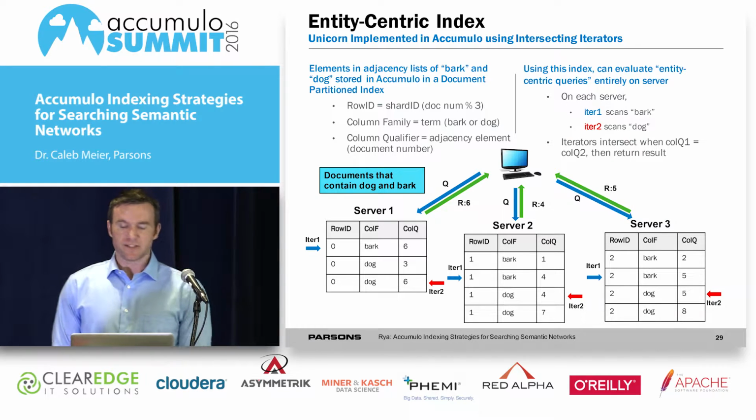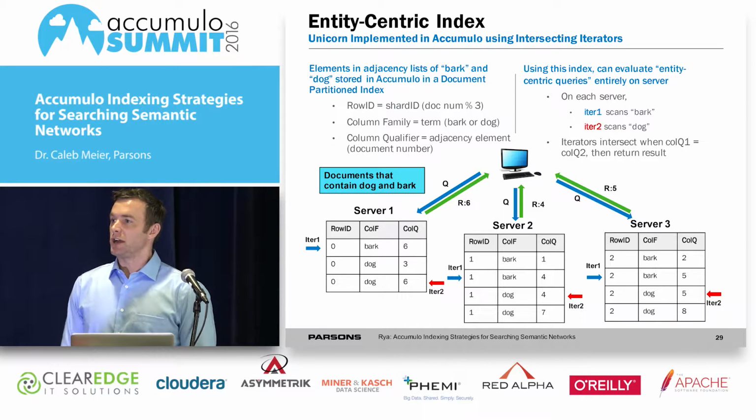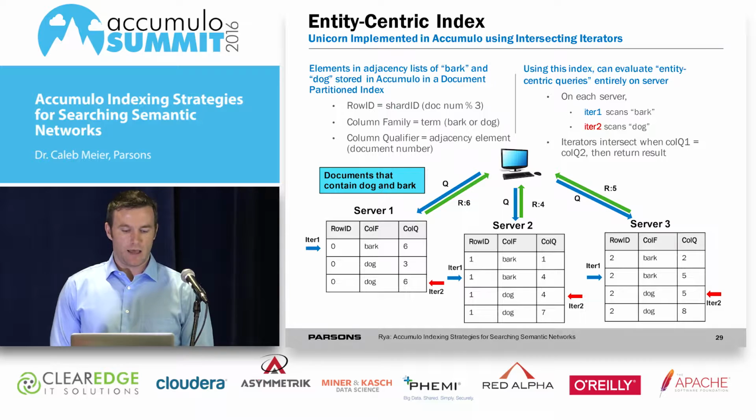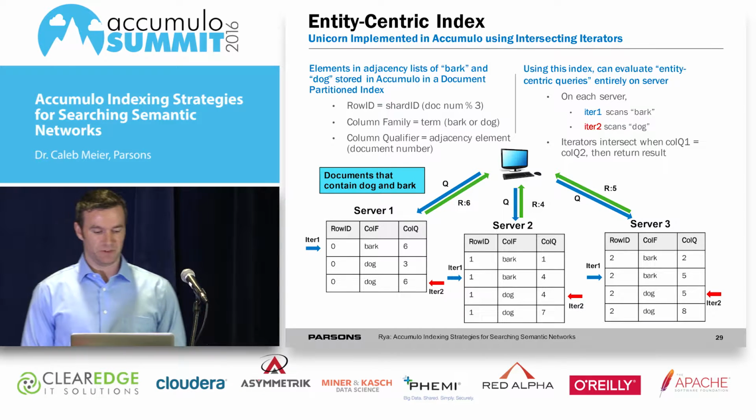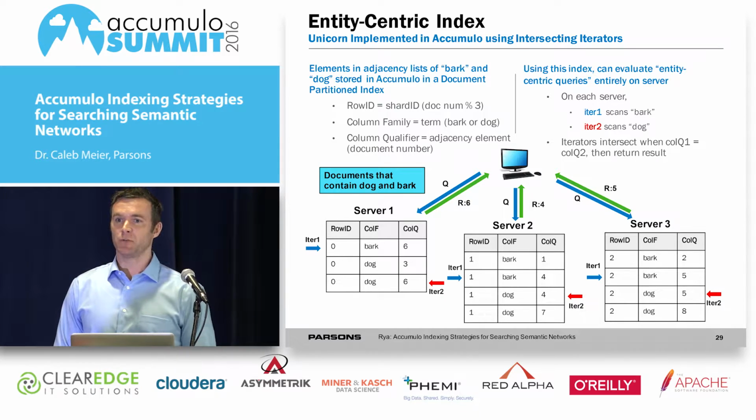So the idea behind an intersecting iterator is it's effectively just a collection of iterators, right? And so if we're trying to find all documents which contain the terms dog and bark, essentially we have an intersecting iterator on each server, which is a collection of iterators. Here we have one iterator which scans for the column family bark and another iterator which scans for the column family dog. And we have an intersection when the row IDs and the column qualifiers are equal.